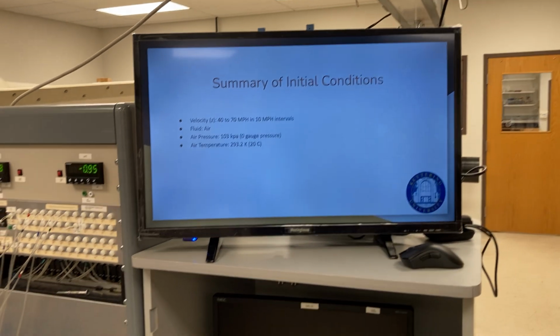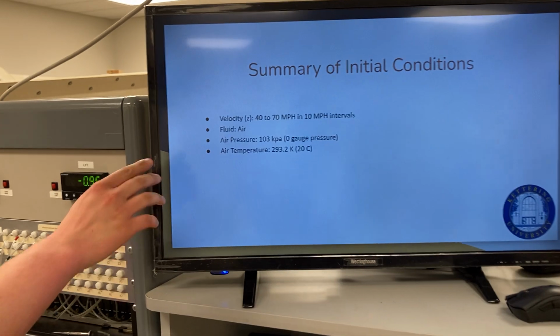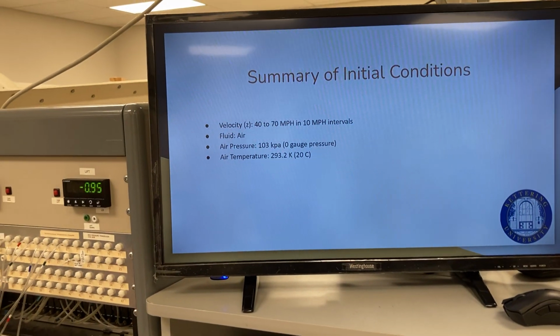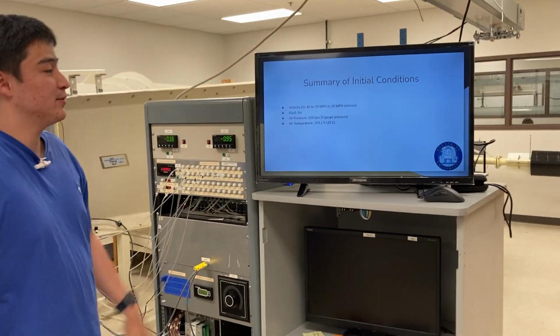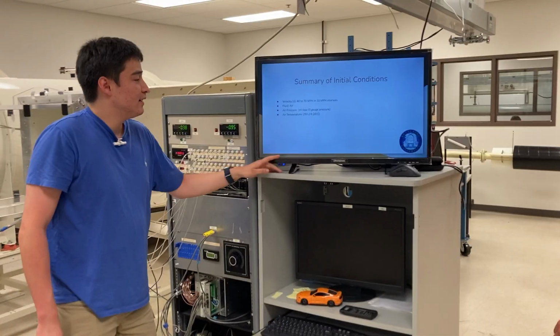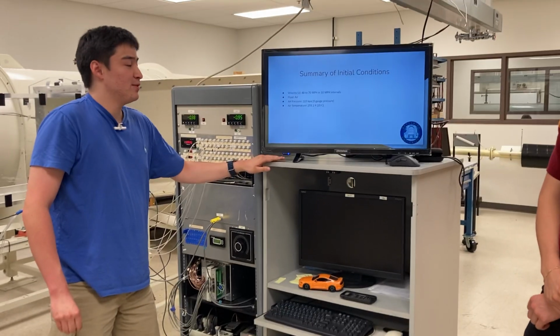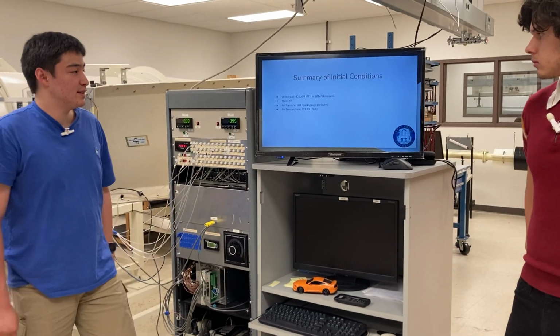And this is just a quick summary of our initial conditions. So we're going from 40 to 70 miles per hour in 10 mile per hour intervals. We're using air. Of course, our atmospheric pressure will be 103 kilopascals, and our air temperature is at 293.2 kelvins, which is 20 degrees Celsius.